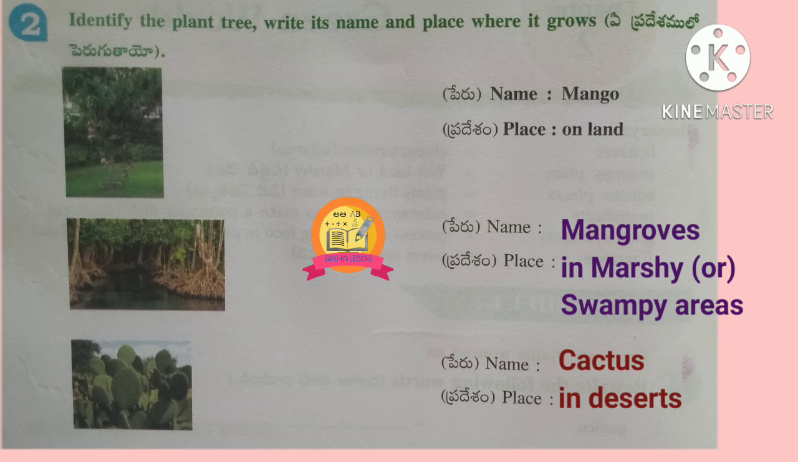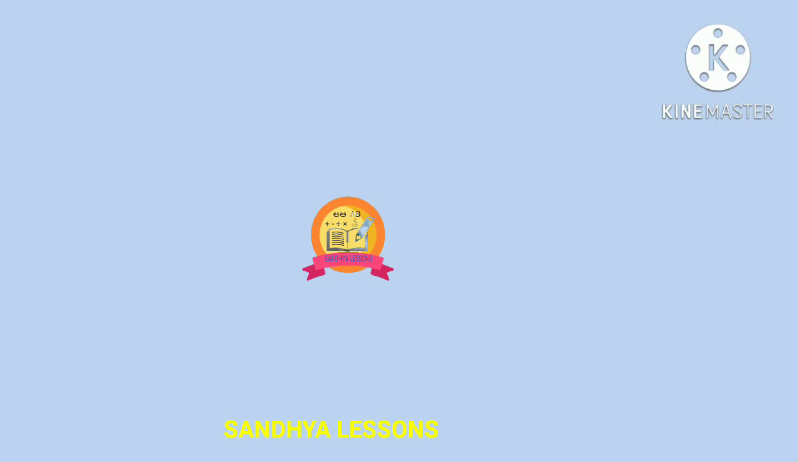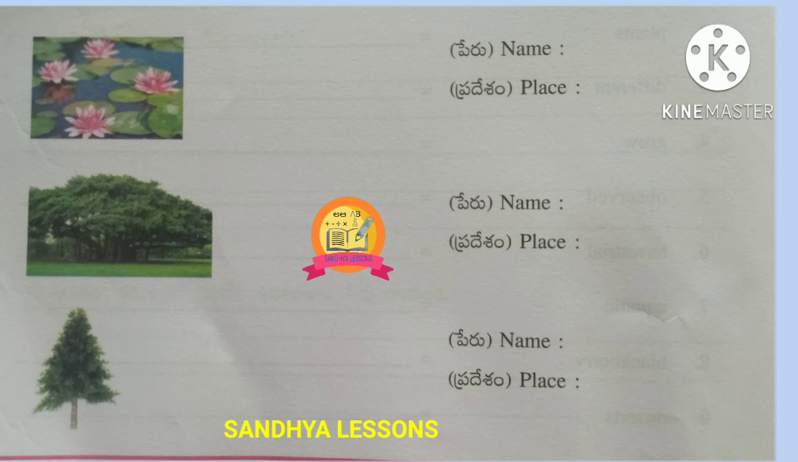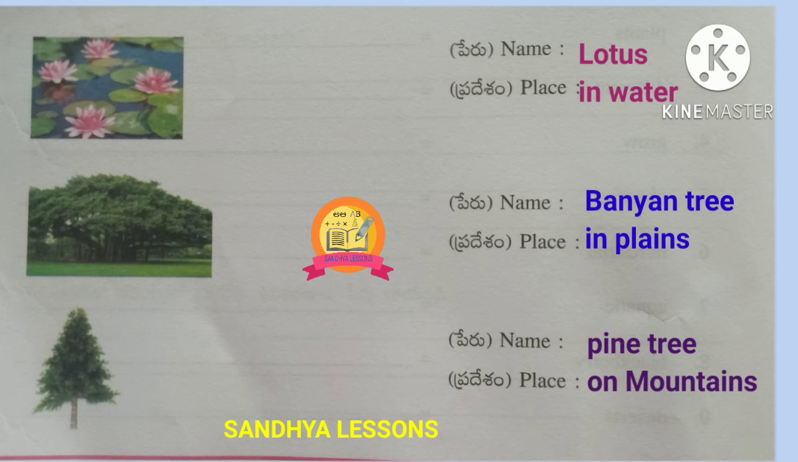Mango, it grows on land. Mangroves, it grows in marshy or swampy areas. Cactus, it grows in deserts. Lotus, it grows in water. Banyan tree, it grows in plains. Pine tree, it grows on mountains.